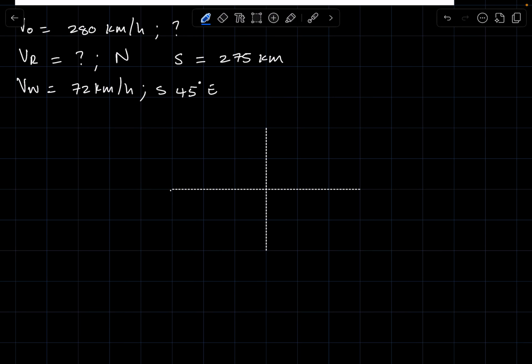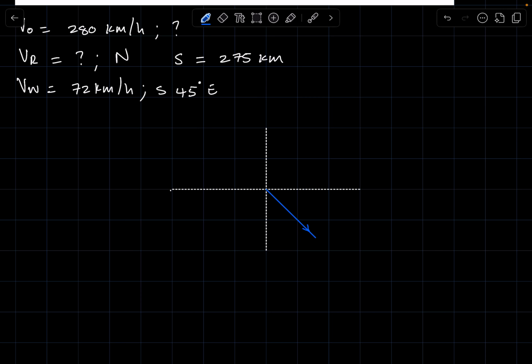So here I'm going to start with VW. VW is southeast. Southeast is in the fourth quadrant, so it's somewhere here, headed in this direction. Remember, it's south 45 degrees east, so this angle is 45 degrees. So if this is 45 degrees, it means that's 45 degrees as well.